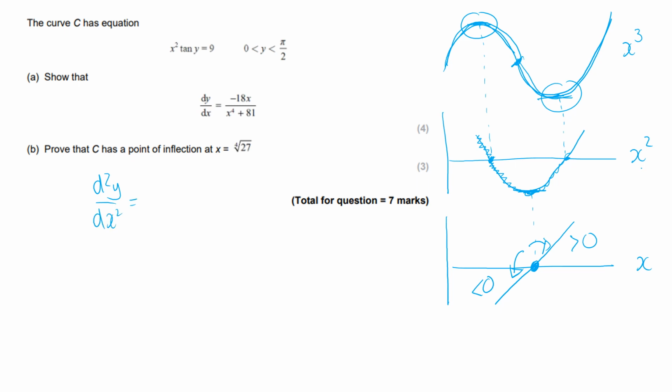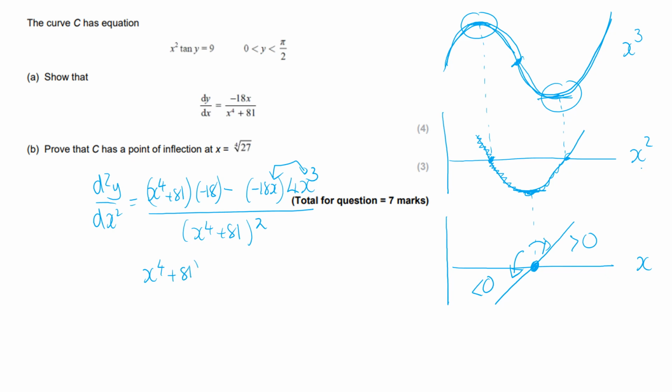Now we need to use the quotient rule, so that's going to be bottom times the differential of top, which is minus 18, minus the top, minus 18x, times the differential of the bottom, which is 4x cubed, all over the bottom squared, x to the 4 plus 81, all squared. Now these two terms are going to make x to the 4, so I've got x to the 4 plus 81 times minus 18. This minus and this minus will be a plus, and I'll have 18 times 4 times x to the 4, all over my x to the 4 plus 81 squared.